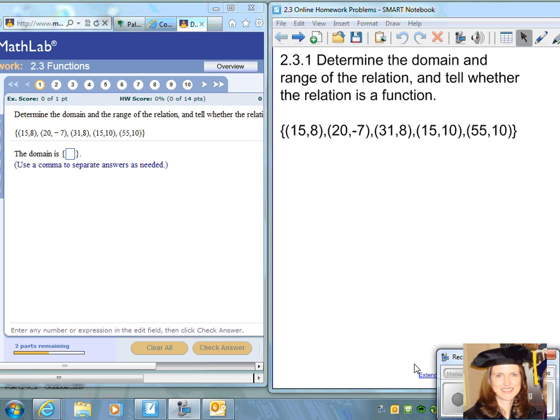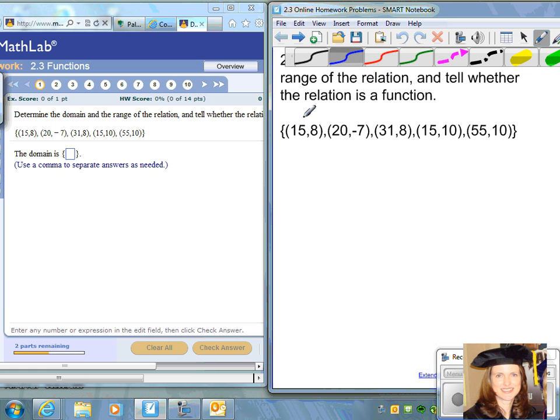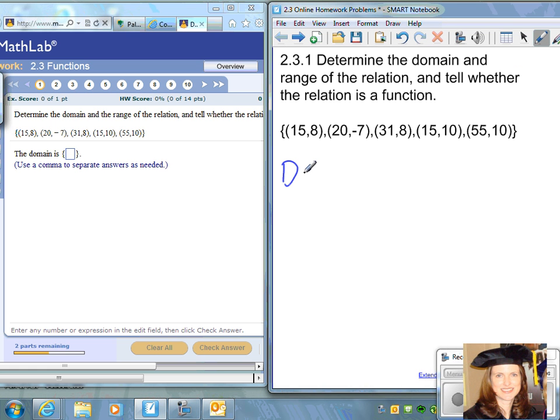Getting started with section 2.3 functions. Question number 1, we're asked to determine the domain and range of the relation and tell whether the relation is a function. For the first part, the domain is the list of all of the x values where each of these points here is an ordered pair. You're given an x value and a y value.